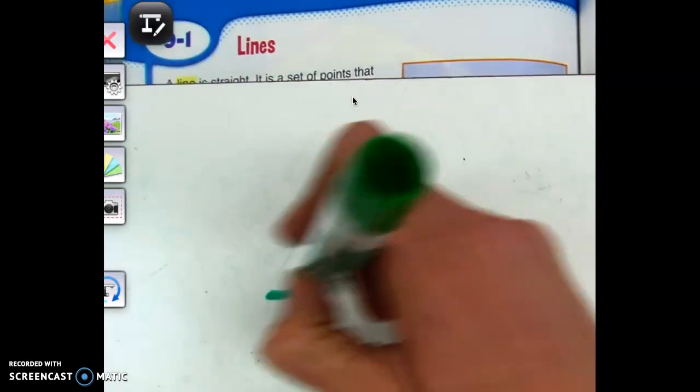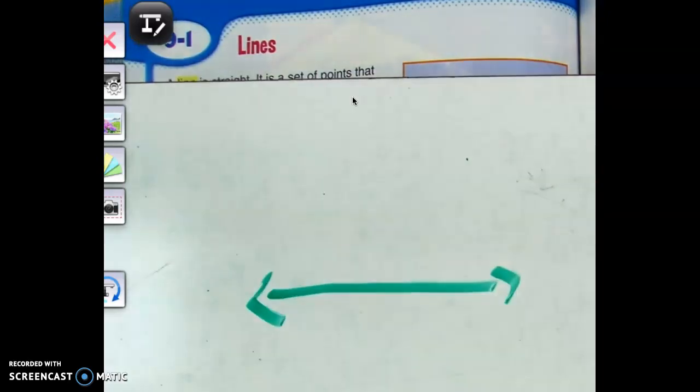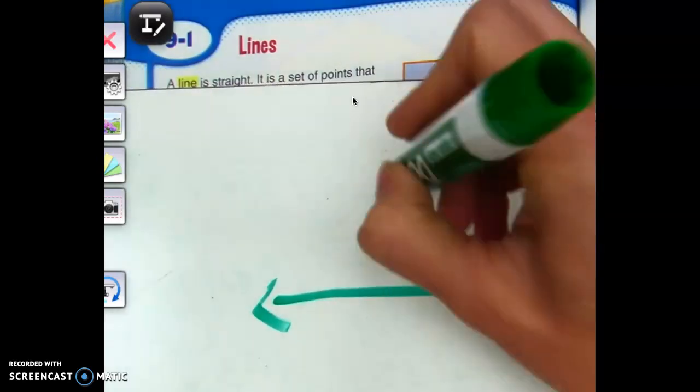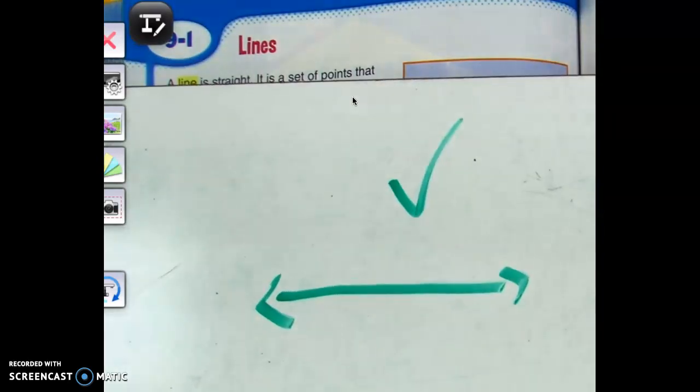What about this? Is this a line? A line is straight and it extends forever. It's straight, it extends forever. Check, ding, ding, ding, that's a line.